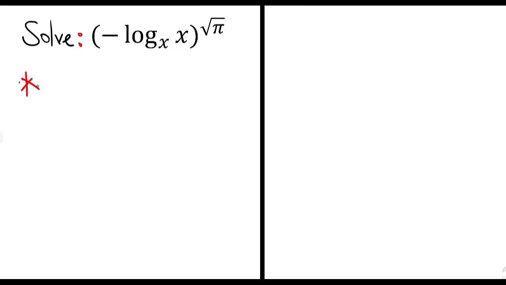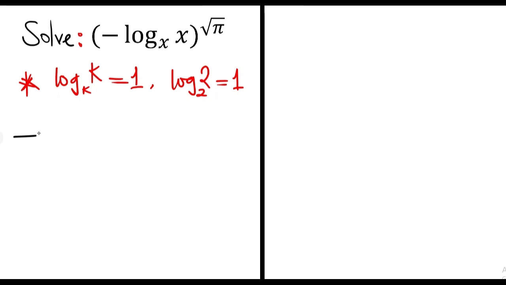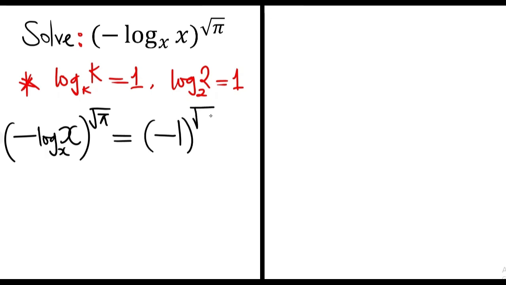The first thing we're going to do is remember that every log to its own base, by one of the rules of logarithm, is just equal to 1. If I have log of 2 to base 2, I'm going to have 1. Of course, that is a beautiful way to start. So (minus log of x to base x) all in parentheses raised to the power of root pi can now be written as (minus 1) in parentheses all to the power of root of pi.